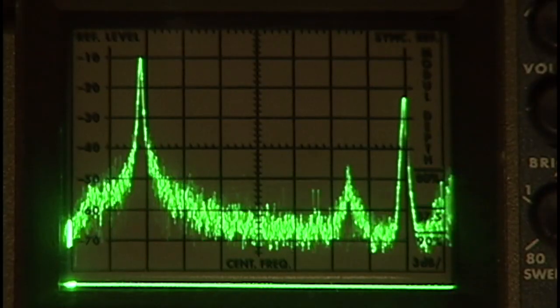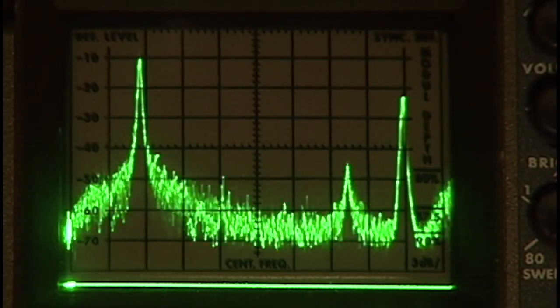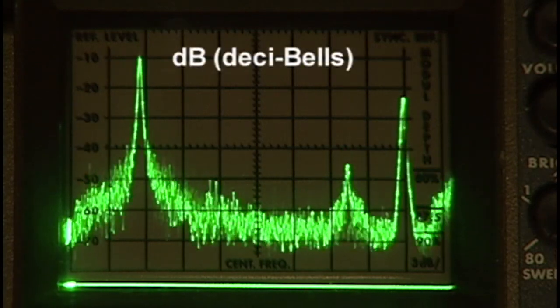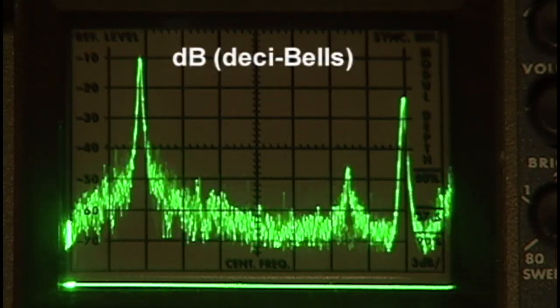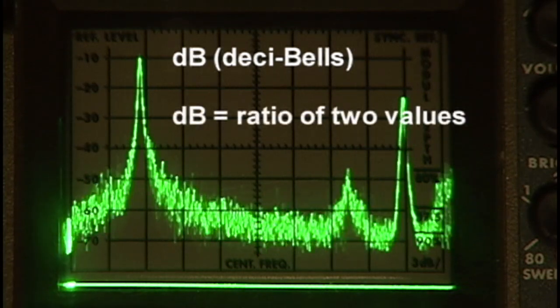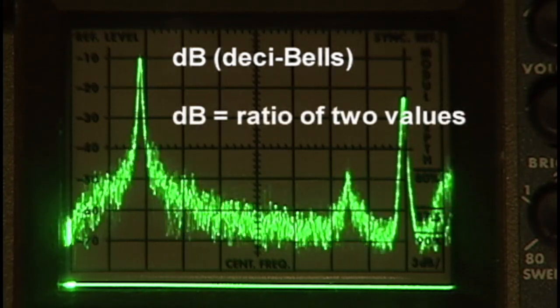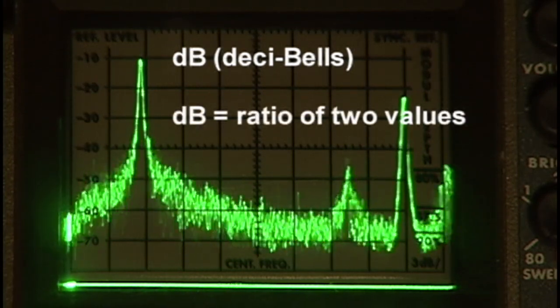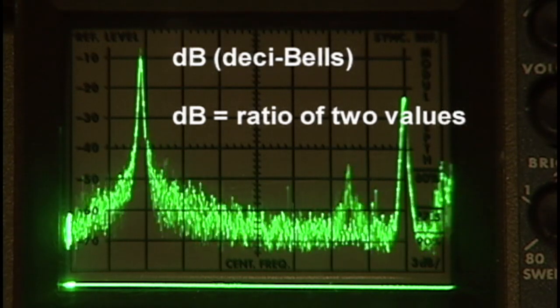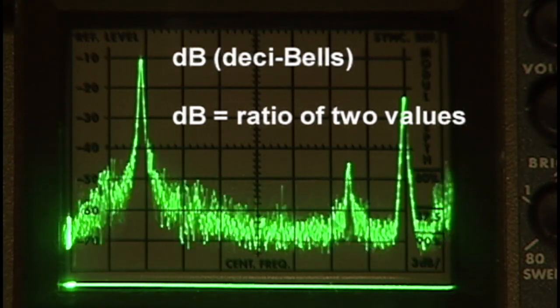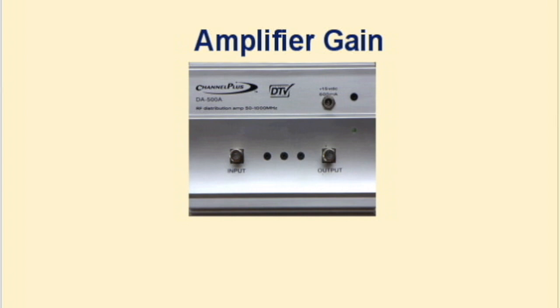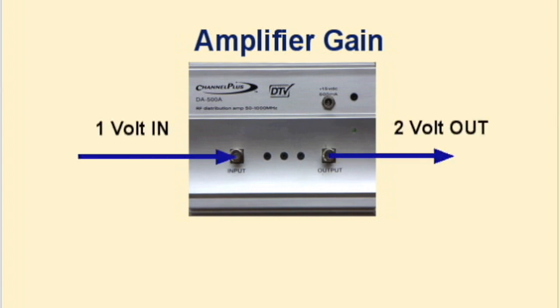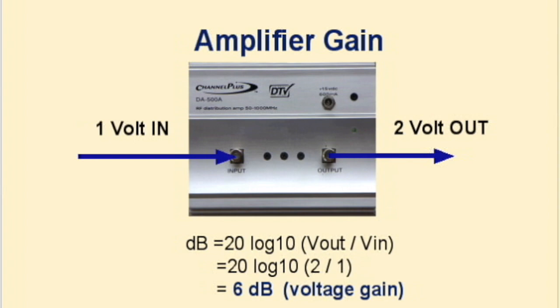The amplitude of cable channel signals, as well as all RF signals we'll be using, are expressed in dB or decibels. They're used to express the ratio of any two values, such as power or voltage, and greatly simplify calculating gains and losses of RF systems and components. For example, if we know the signal into an RF amplifier is 1 volt and the output is 2 volts, we know by this formula that the amplifier has a plus 6 dB gain.